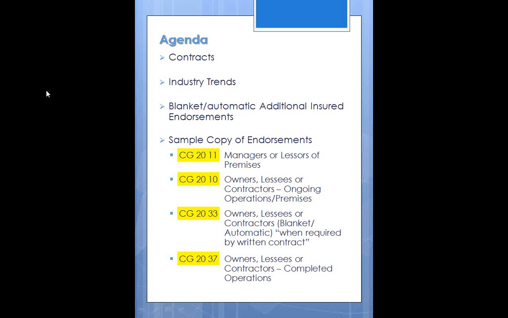That's just kind of a very high, 10,000-foot high-level overview of the primary endorsements that we'll be looking at today. All right, well, you can go on. Well, right there, let me tell you what we're doing today.